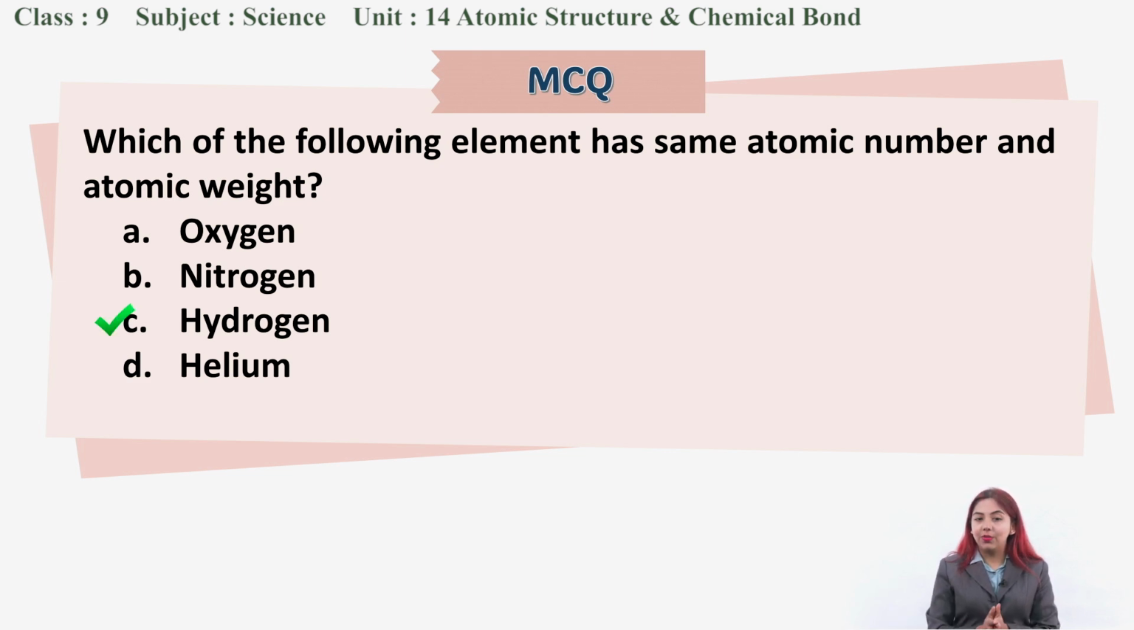Yes, it's hydrogen because hydrogen has no neutron. So it contains one proton. That's why its atomic number is 1 and atomic weight is the sum of neutron and proton. So 1 plus no neutrons, that is 0. So its atomic weight is also 1. That's why the element that has the same atomic number and atomic weight is hydrogen.